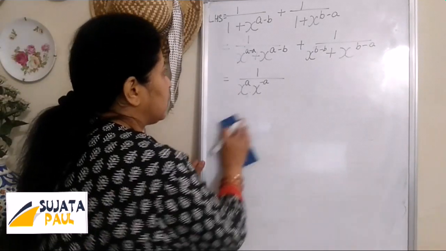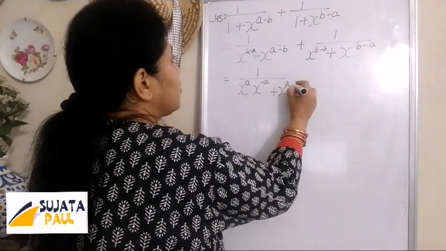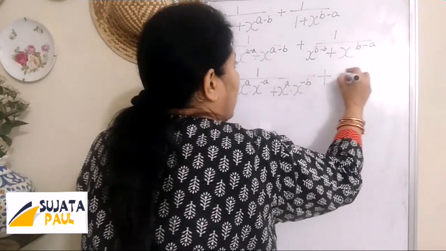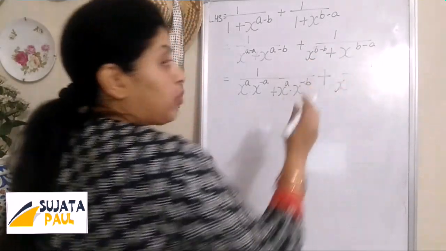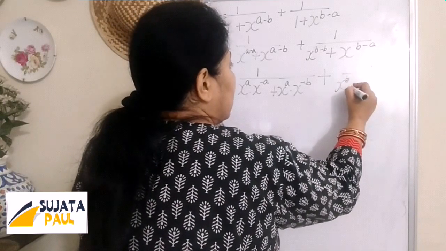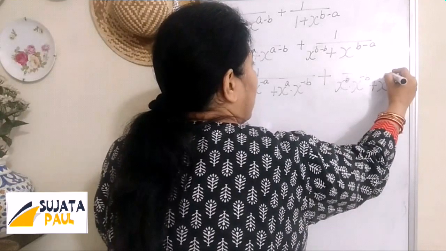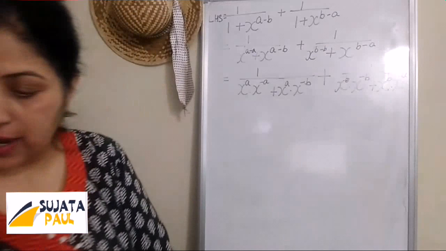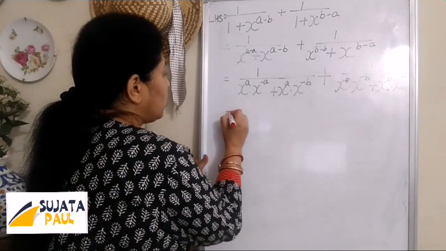And then here I can write x raised to the power of a into x raised to the power of minus b, and then plus 1 upon, similarly, I am going to split this. This is my product law in the reverse. x raised to the power of b into x raised to the power of minus b plus x raised to the power of b into x raised to the power of minus a.